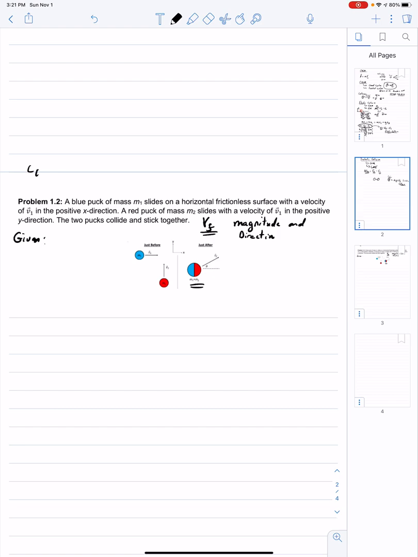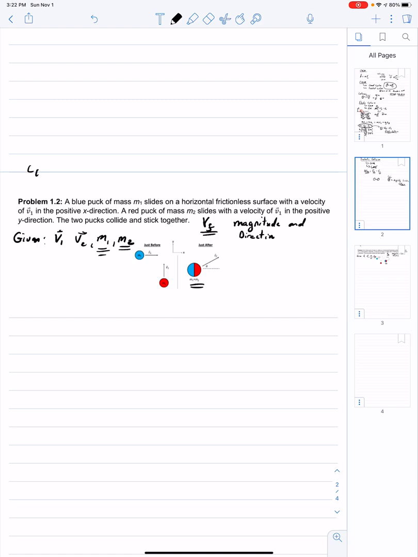let's see, you have velocity 1, and you have velocity 2 as a vector. You have mass 1, and you have mass 2. Okay? So those are the only things that were given to you.